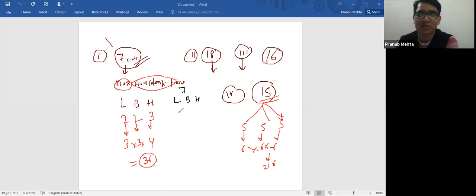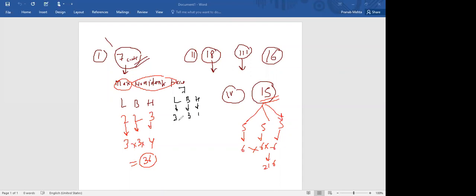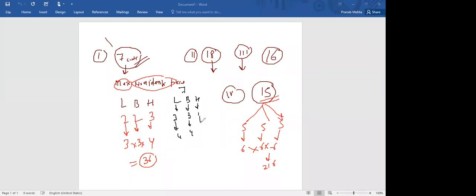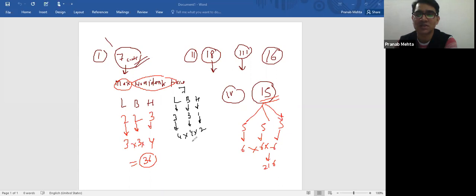I want this 7 cut to be distributed as 3 cuts on length, 3 cuts on breadth and 1 cut on height. You can do this. Am I right? Yes, sir. You will still get a cuboid, but you won't get a cube. But the thing is we have to maximize it. So 3 cuts means 4 parts, 3 cuts means 4 parts, and 1 cut means 2 parts. So you'll get 4 into 4 is 16, 16 into 2 is 32.